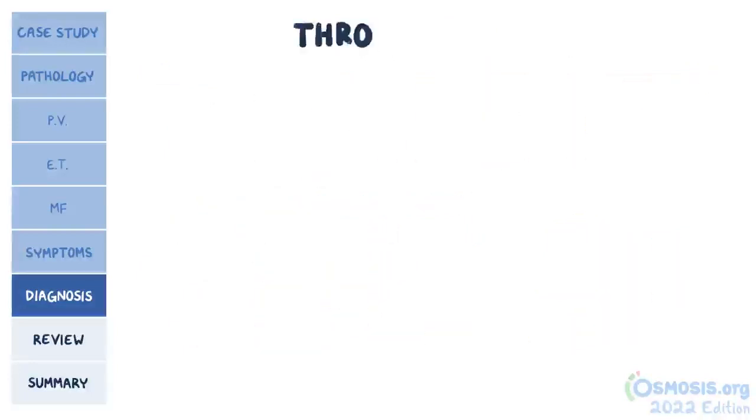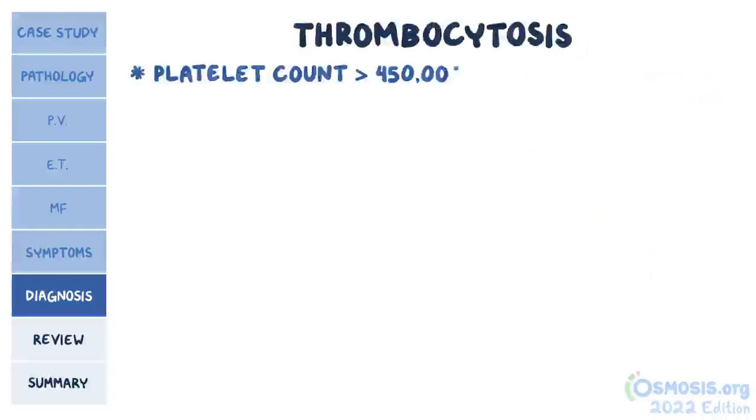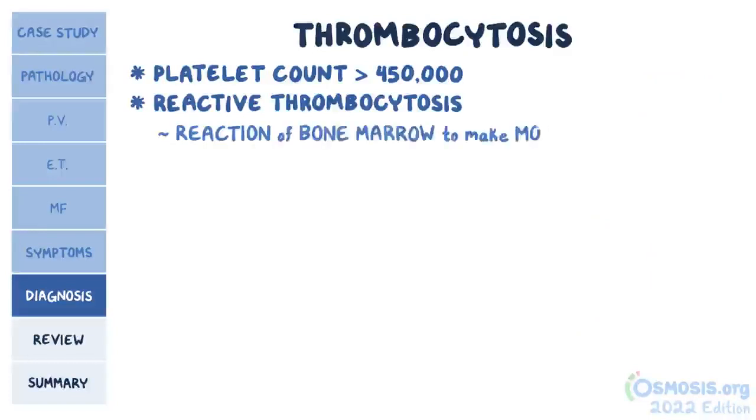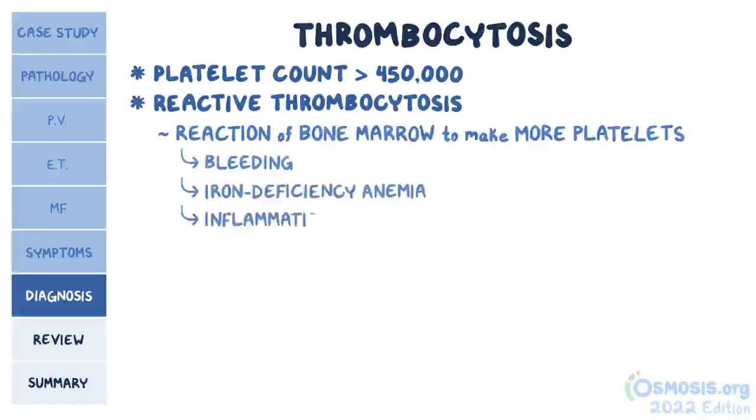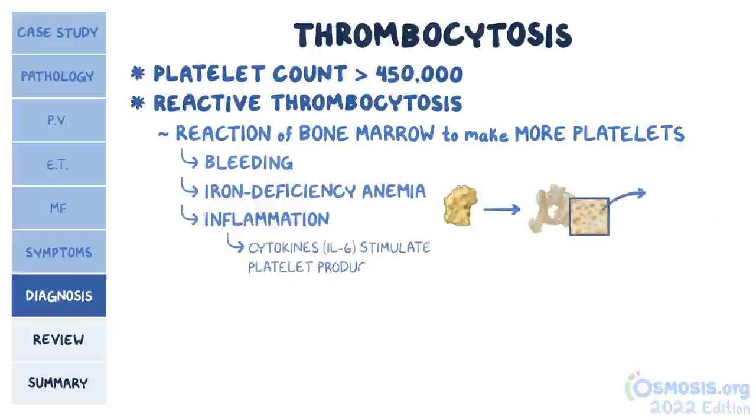Okay, on to thrombocytosis, which is defined as a platelet count of more than 450,000. The most common cause is reactive thrombocytosis, which is a reaction of the bone marrow to make more platelets when the body is experiencing something like bleeding, iron deficiency anemia, or inflammation. In inflammatory conditions like an infection, cytokines like interleukin-6 stimulate platelet production.